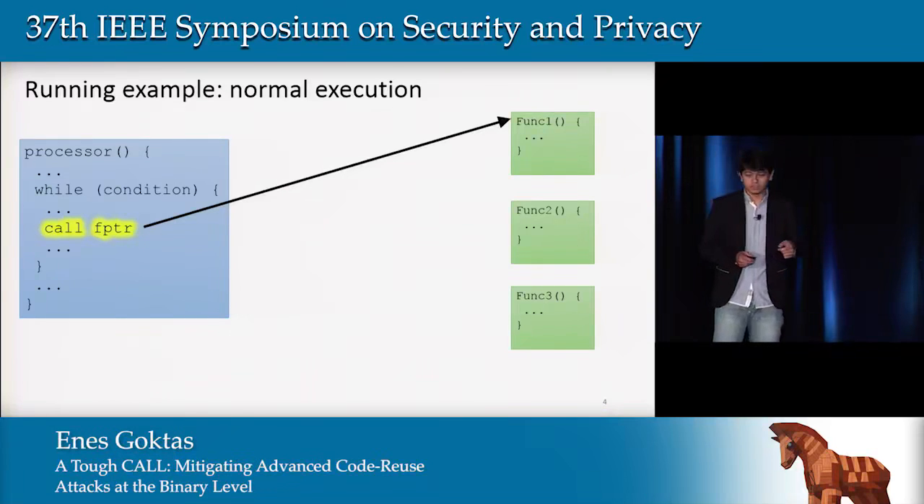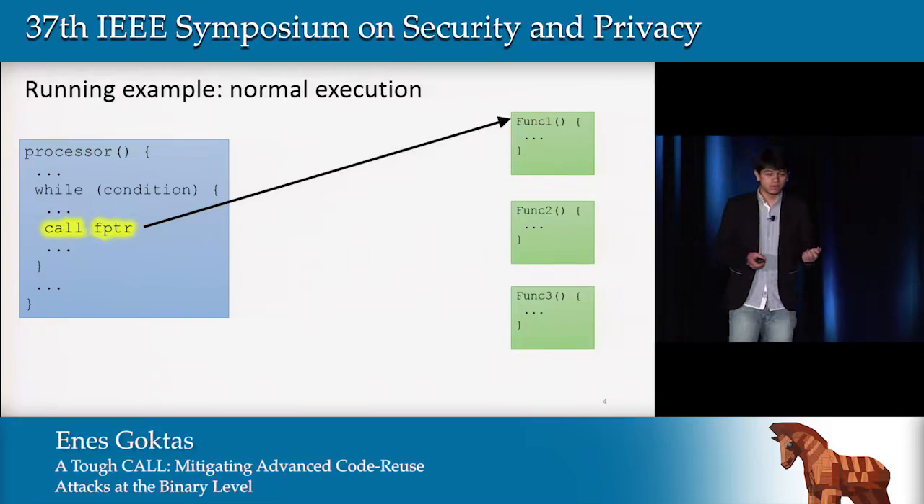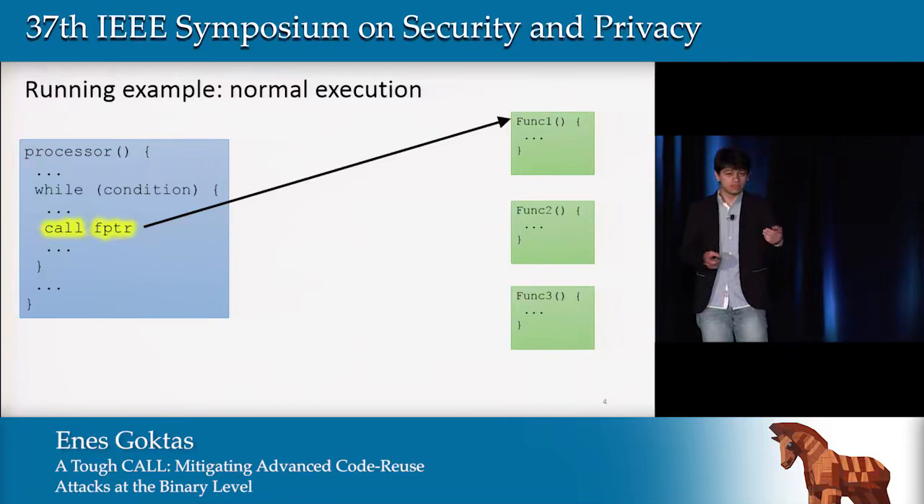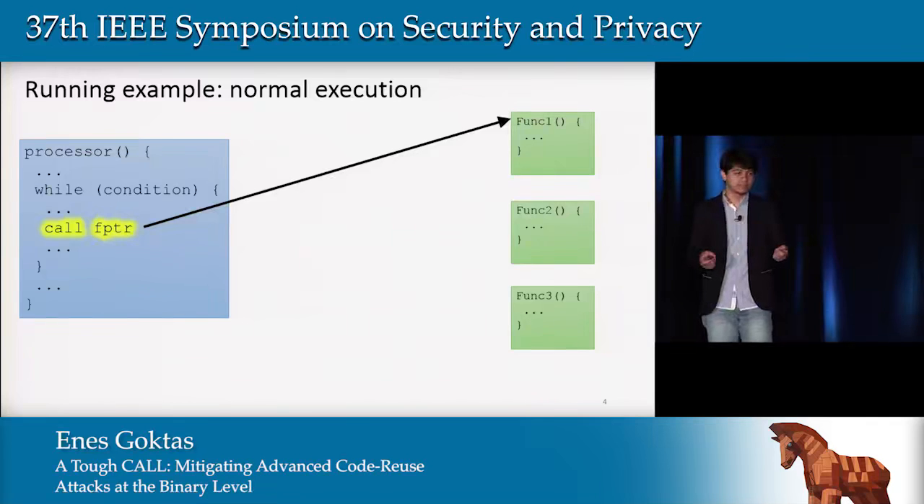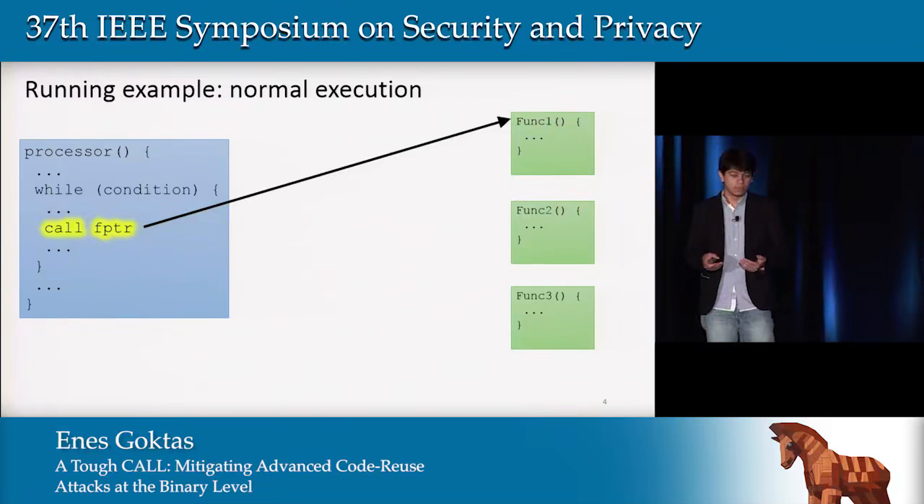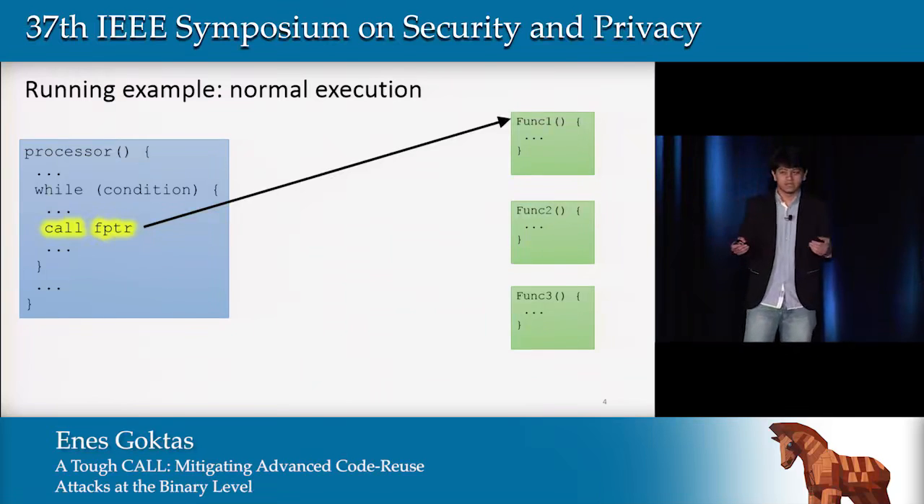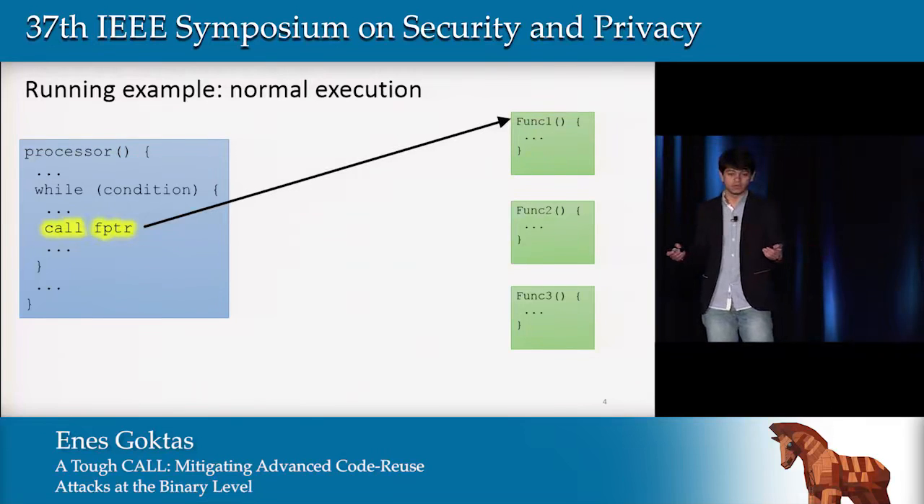Let me try to give you an idea of what advanced code reuse attacks are. What are attackers doing in such advanced attacks? Here we have a piece of code, a function that contains a while loop, which contains an indirect call. This indirect call uses the f pointer variable to call different functions. At runtime, this f pointer variable is loaded with the address of a function, and then it calls the loaded function. This can also be another function at the same indirect call. So it's not a direct call. It can be different functions at different moments in the program.